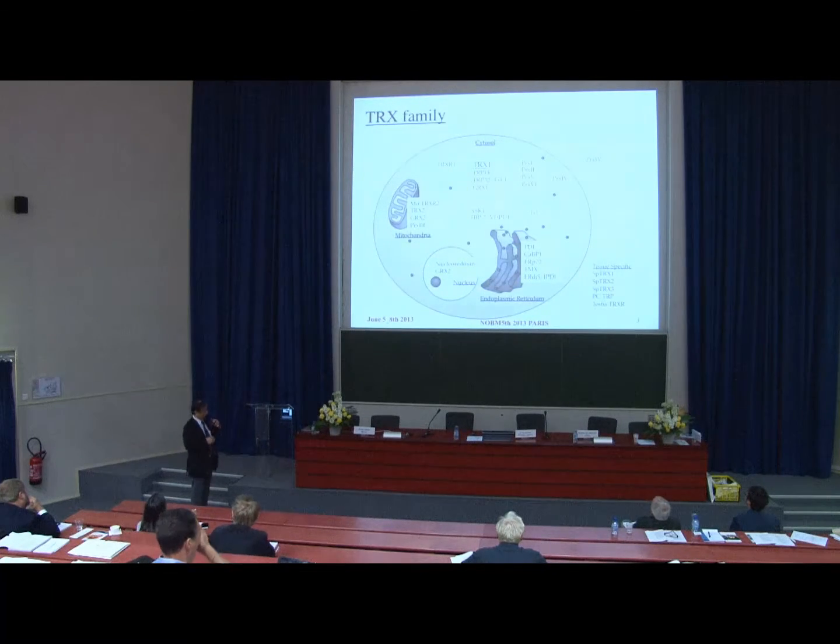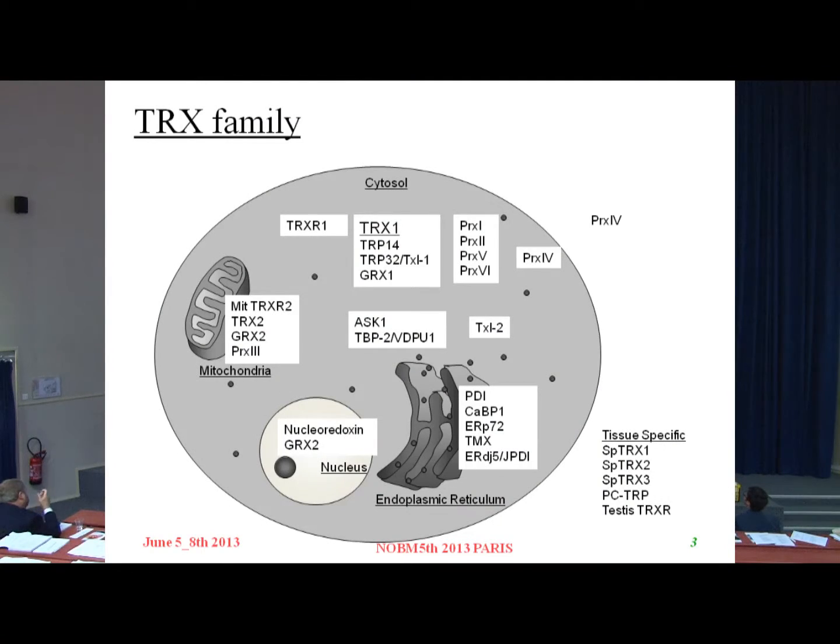This is an old cartoon. Here you see in human or animal cells, there are nearly 30 thioredoxin family member proteins. Thioredoxin 1 is ubiquitous in the intracellular compartment, but in ER, you have a variety of thioredoxin family members having the active site dithiols. Particularly in mitochondria, you have thioredoxin 2, which is unique to mitochondria.